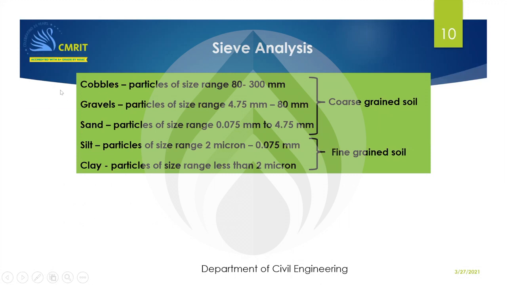Particles are classified into different sizes based upon particle size: cobbles, gravel, sand, silt and clay. Generally silt and clay are considered fine grain soil. Anything greater than 2 micron, we call a coarse grain soil.